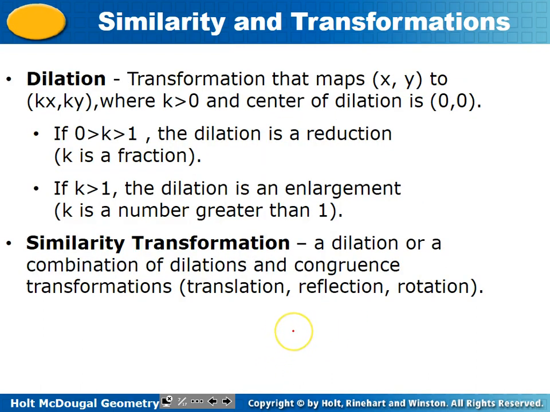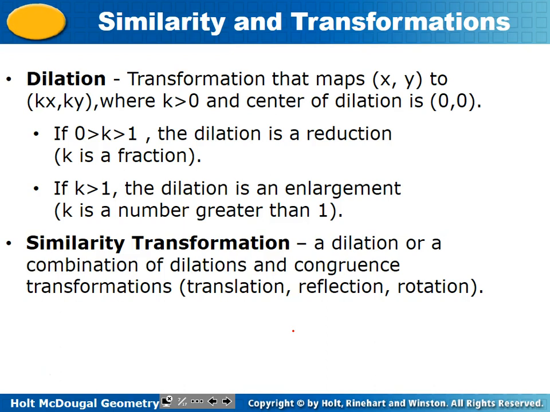When I taught y'all dilations, we know that if k, our scale factor, is greater than 0, then it's a dilation. And if k is between 0 and 1, then it's a reduction. So that means it's either a fraction or a decimal. If k is greater than 1, then the dilation is an enlargement.